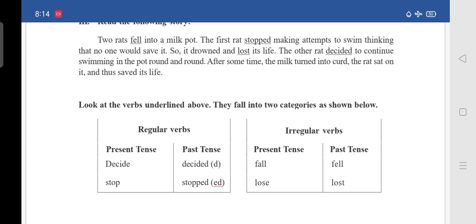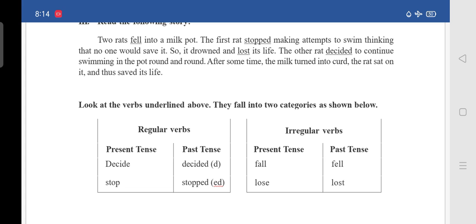What is the present tense? Decide. What is the past tense? Decided. Isn't it? Here D is added. And another is stop. The present tense is stop, the past tense is stopped. Here ED is added, isn't it? Whereas in irregular verbs, fall. The present tense is fall, the past tense is fell. And the other is lose. The present tense is lose, the past tense is lost.